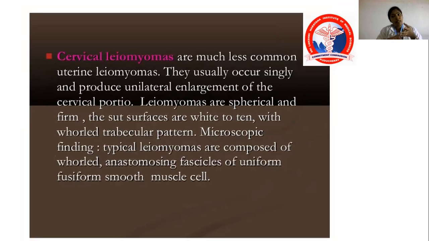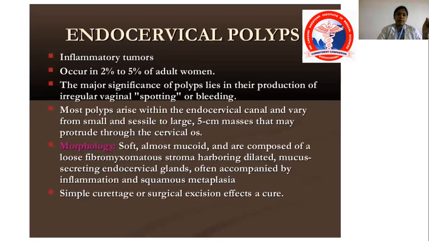Cervical leiomyoma is nothing but a smooth muscle tumor which is most commonly seen in the uterus. It can also occur in the cervix, but it is very less common. Okay. They cause unilateral enlargement of the cervical portion. Leiomyomas are usually spherical and they are firm. The cut surface is white to tan with a whorled trabecular pattern. Microscopic findings of the leiomyomas show whorled anastomosing fascicles of uniform smooth muscle cells.